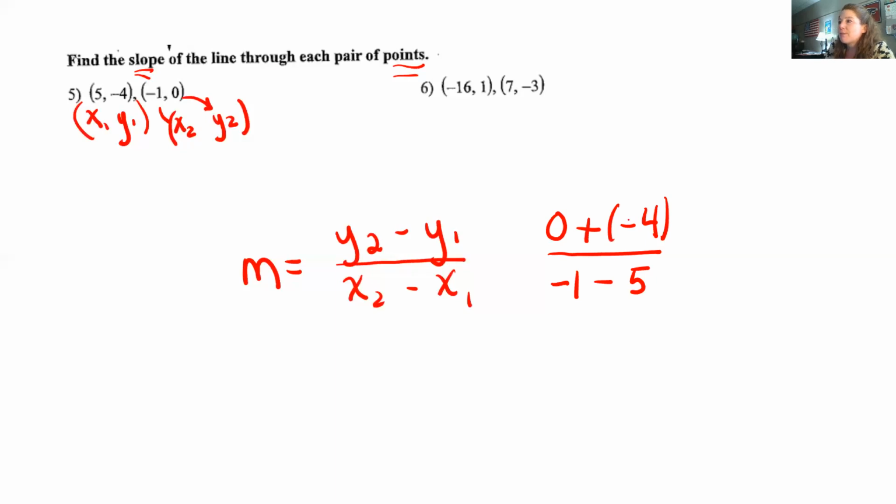Here we're going to do bam, bam. So 0 plus 4 is 4. -1 minus 5 is -6. Those are both even, so I'm going to divide them both by 2, and I get -2/3. Remember, it doesn't matter where your negative sign is. You just need to remember that the answer is a negative slope. All right, I want you guys to try number 6, and then you're going to check my answer key.